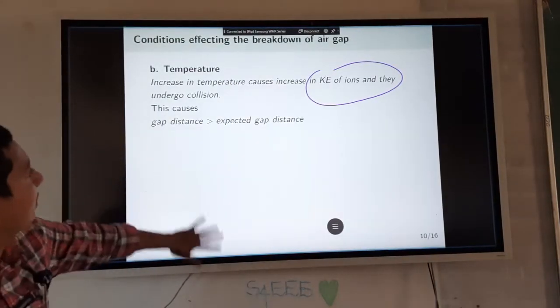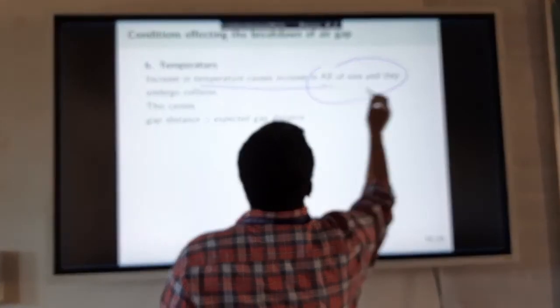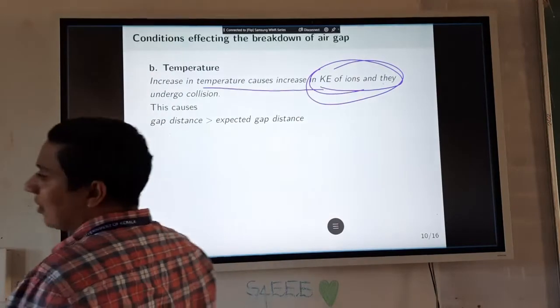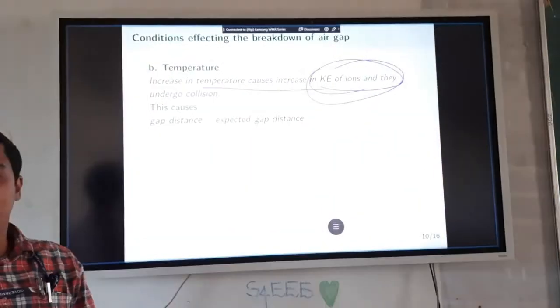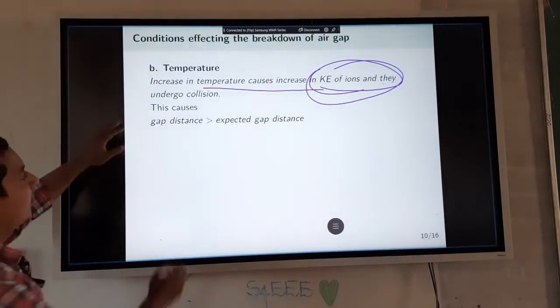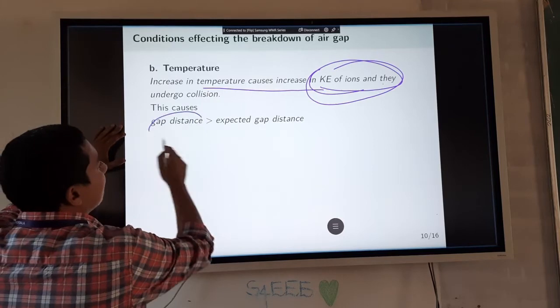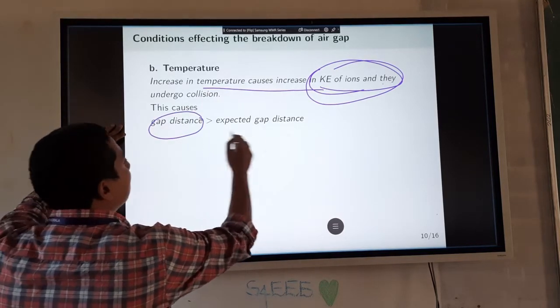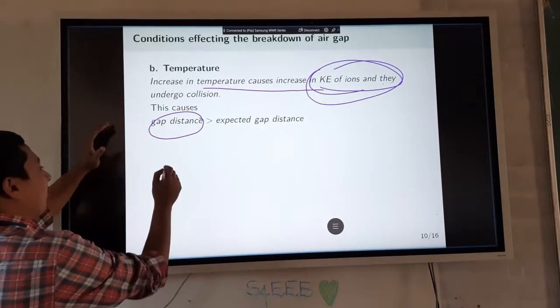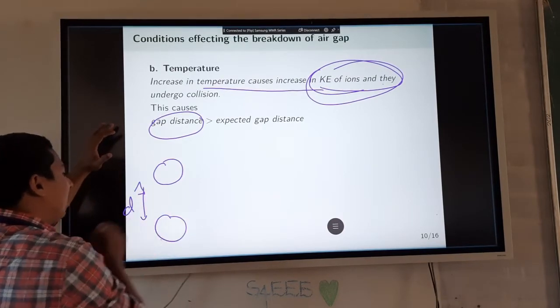Then temperature. An increase in temperature means the kinetic energy of the ions is higher, and that is why they undergo collisions faster. So your gap distance will be greater than the expected gap distance. For a standard condition, you expect your breakdown to happen at a particular distance.